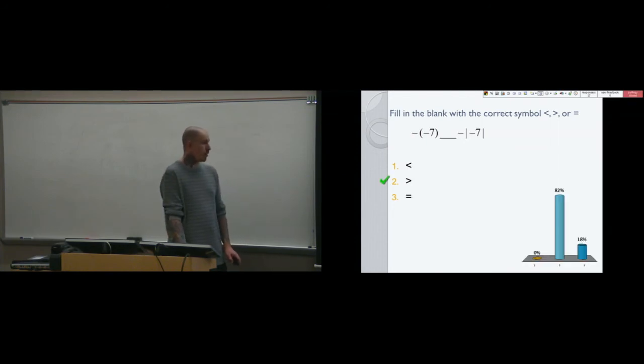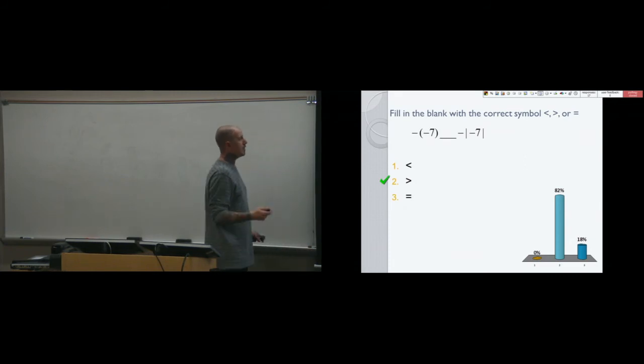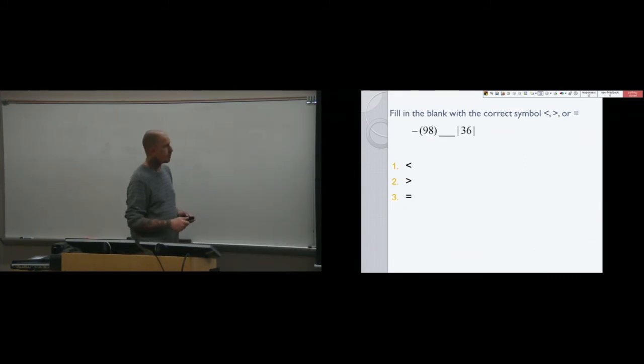Good. Greater than, right? Remember, this one means negative 1 times negative 7, and a negative times a negative is positive. So it'd be positive 7. Here, since the negative is on the outside, you get a negative 7. Positive 7 is greater than negative 7. How about this one?